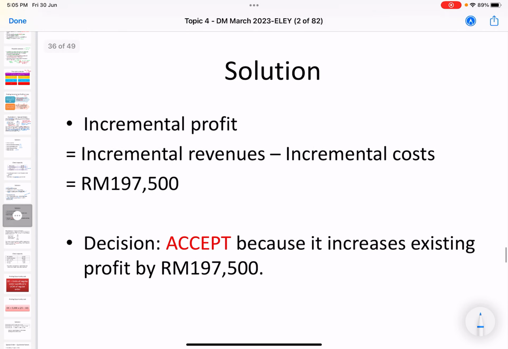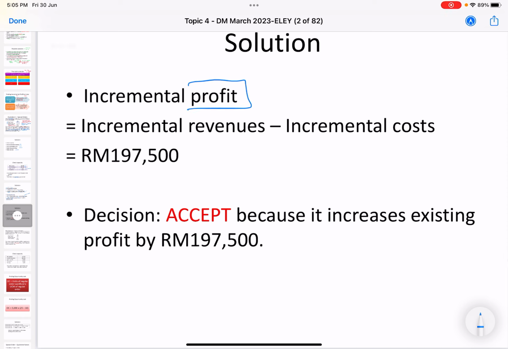Clearly, we know that they have an incremental profit of about 197,500. So on this decision, we advise the company to accept because it increases existing profit by 197,500 if they decide to accept this special order. Okay, anything above 0 is profitable.